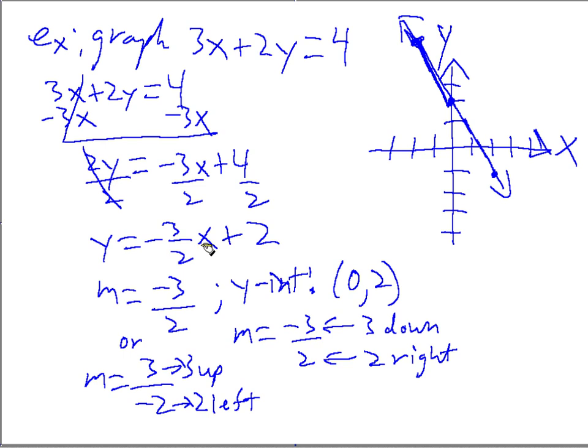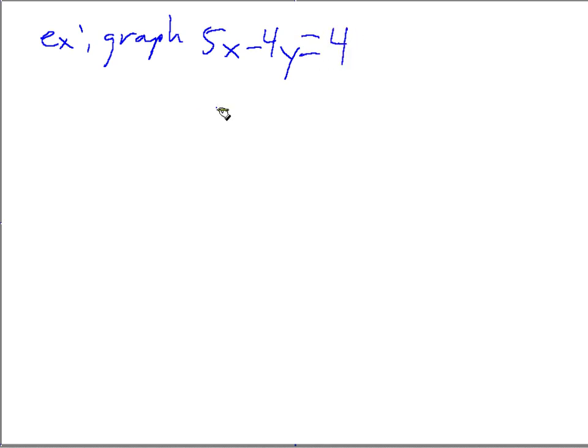Okay. Let's try another one. Let's look at this problem. All right. Let's go ahead and graph this line: 5x minus 4y is equal to 4, for example. All right. Let's go and graph that one. Okay then. So let's go ahead and graph this line right here. First, again, I need to get it in what? mx plus b form. So let's do that.